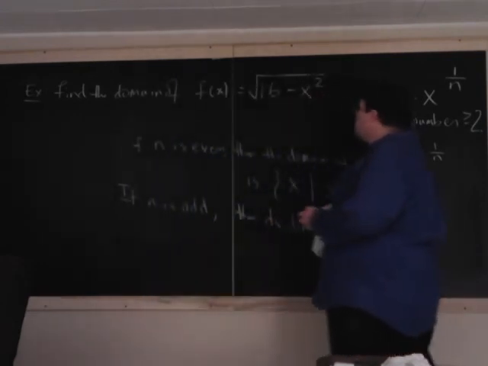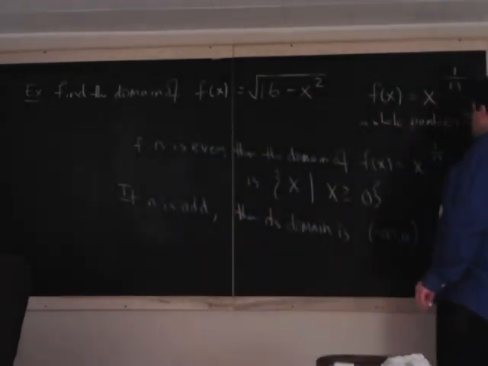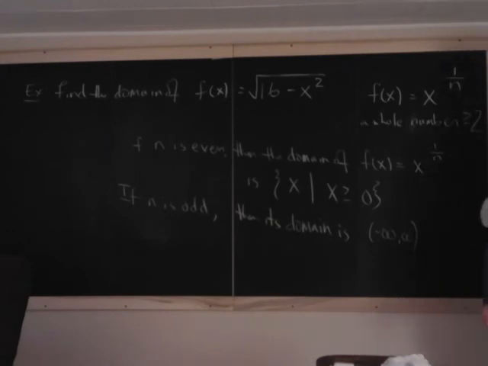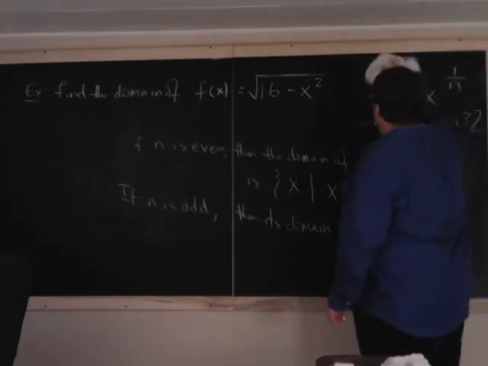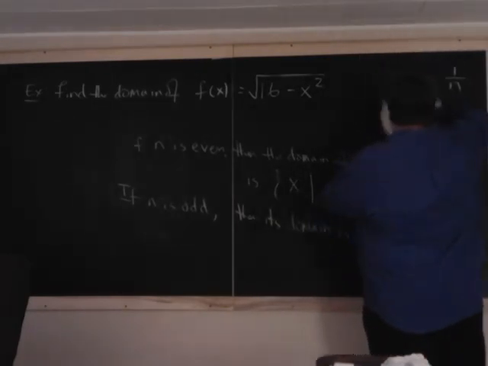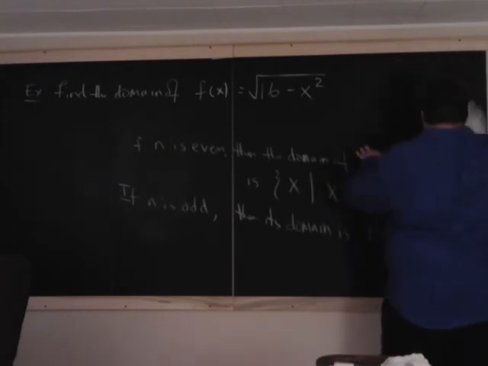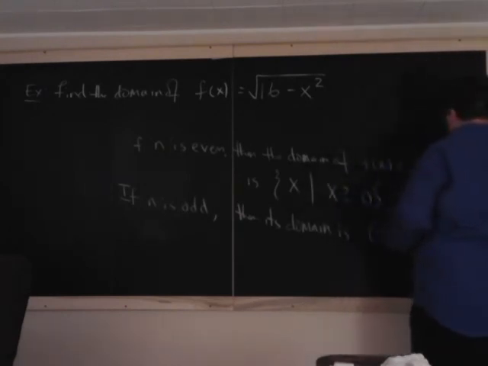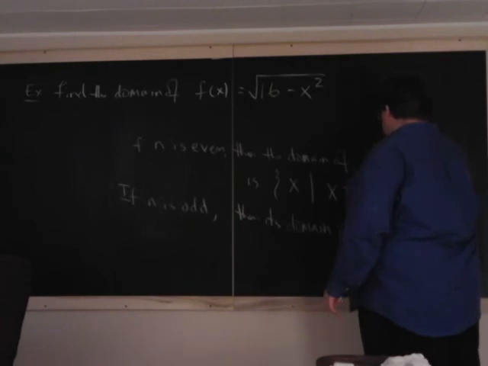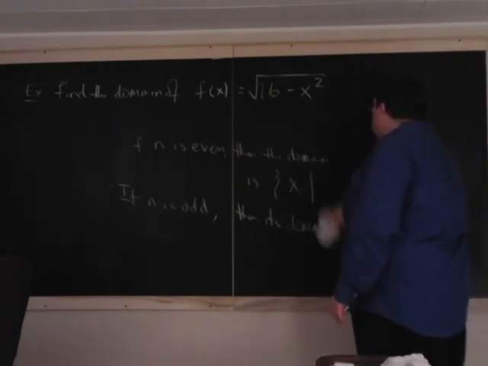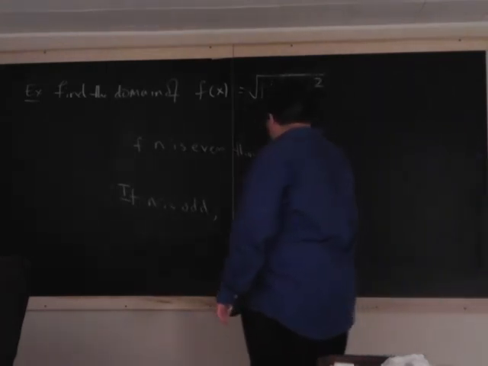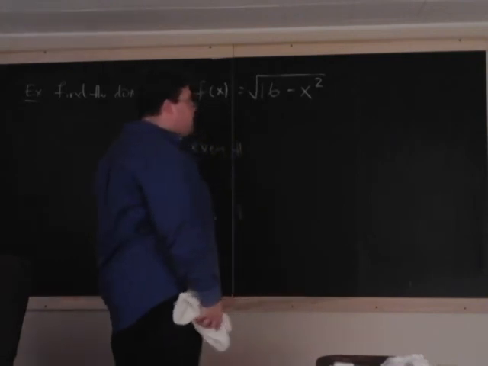So this function is what? It's a root function because it's a 1 over 2 in this case, x to the half. But it is a polynomial inside the root function. So what we did was actually a composition of a polynomial and a root function to create this. We have a square root function.